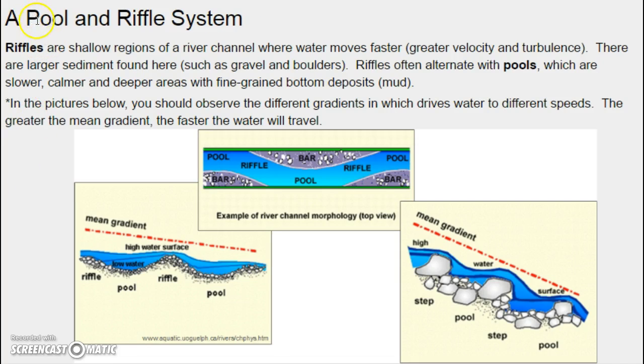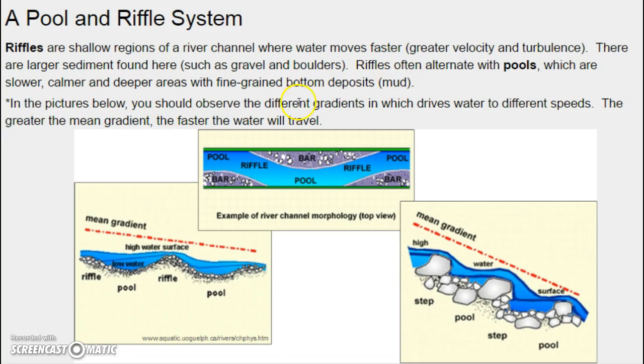Well, our Middle Fork River consists of a pool and riffle system. Riffles are shallower regions of a river channel where water moves faster, right? Greater velocity and turbulence. There are larger sediments found here, such as gravel and boulders. Rivers often alternate with pools, which are slower, calmer, deeper areas with fine-grained bottom deposits that we just call mud.